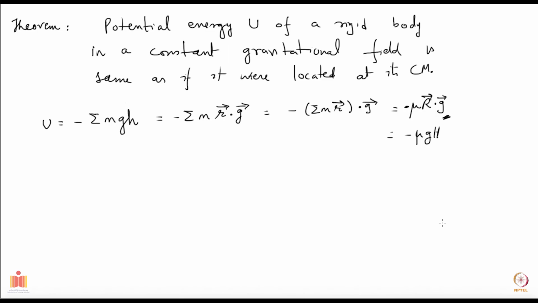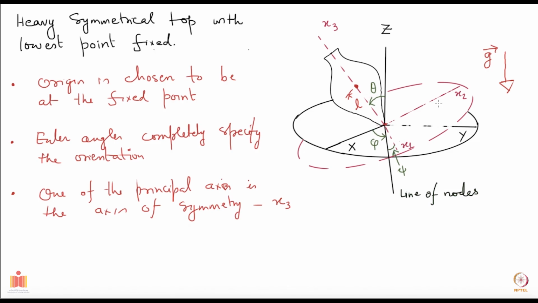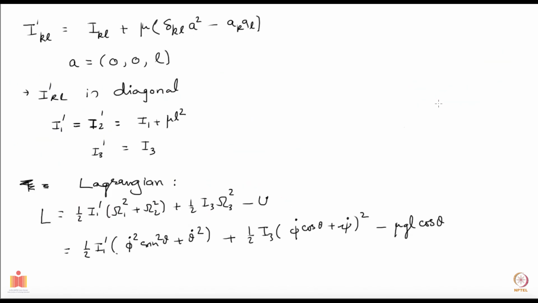I think this should be plus. If your height is increasing, the potential energy should increase, not decrease. So there should be a plus sign here, which you can check by drawing a diagram. You will see, or from this diagram you can see. So this is what you get for the Lagrangian.